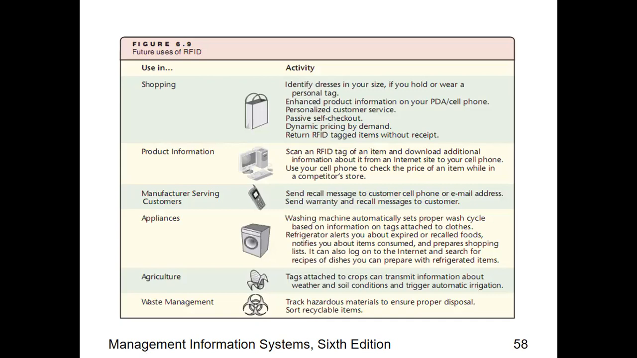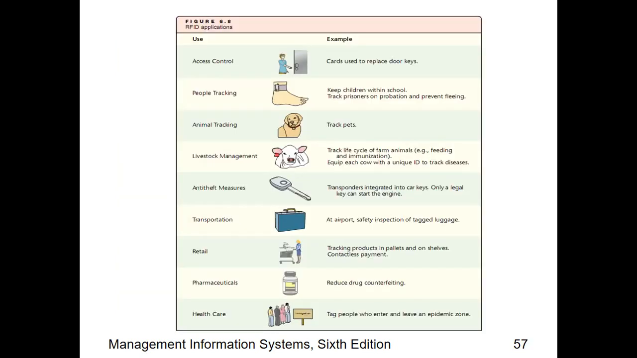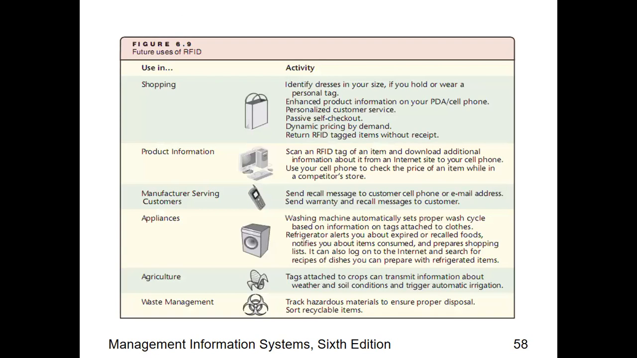Then this can also be used in other areas like shopping. For future uses though, this list for figure 6.8 is the current, while 6.9 would be the future uses. So shopping activity, identify dresses in your size if you hold or wear a personal tag, and many more. So very interesting. For product information, scan an RFID tag of an item and download additional information from an internet site to your cell phone. This is a good thing.